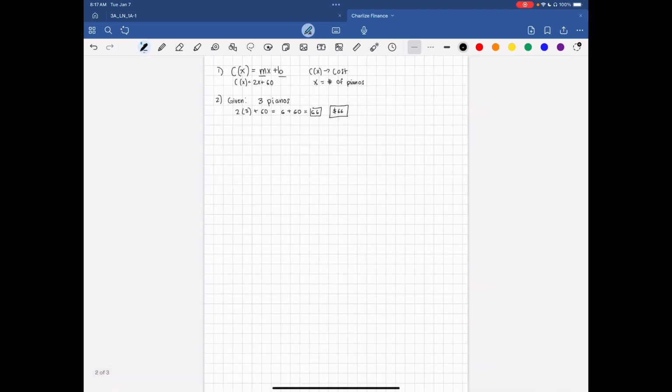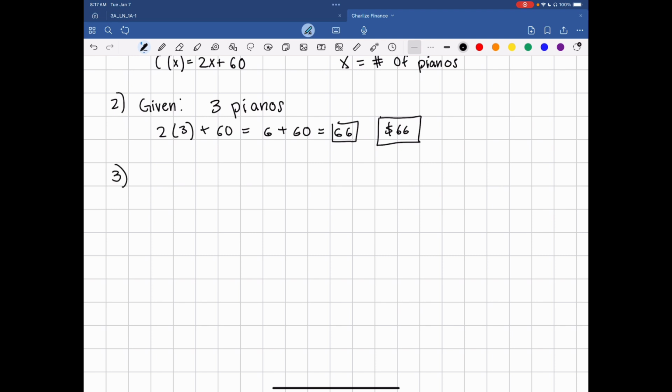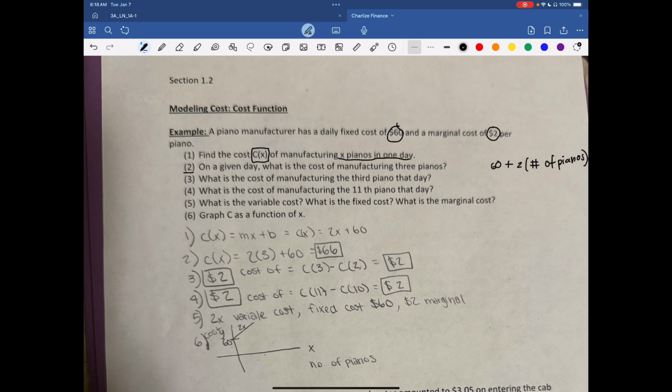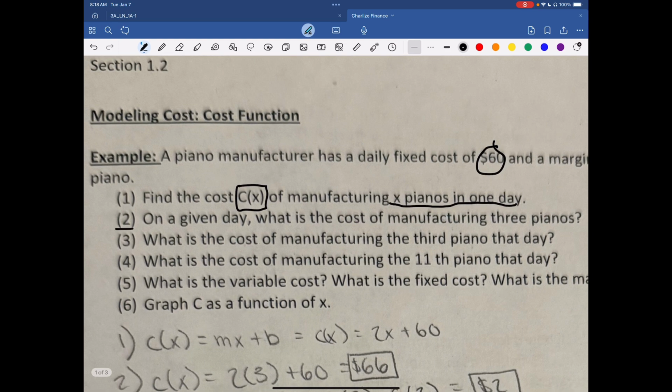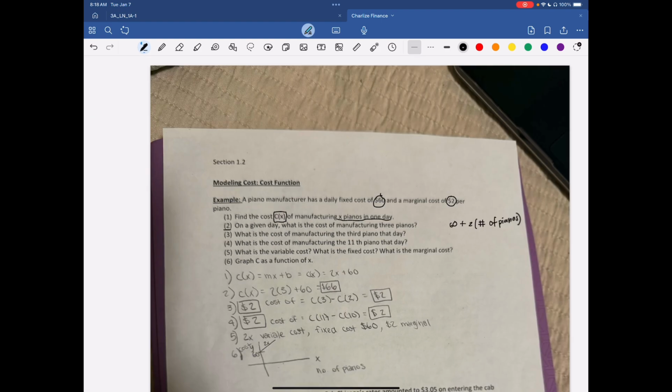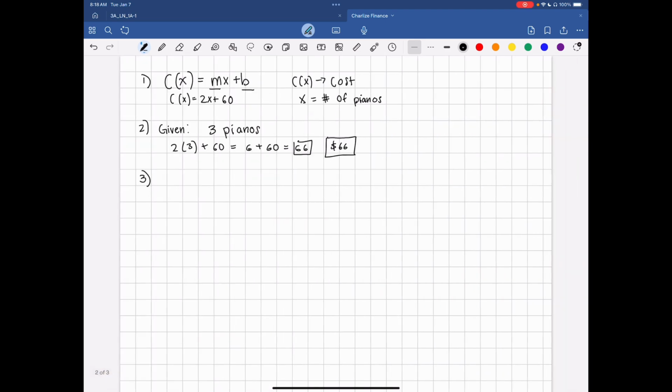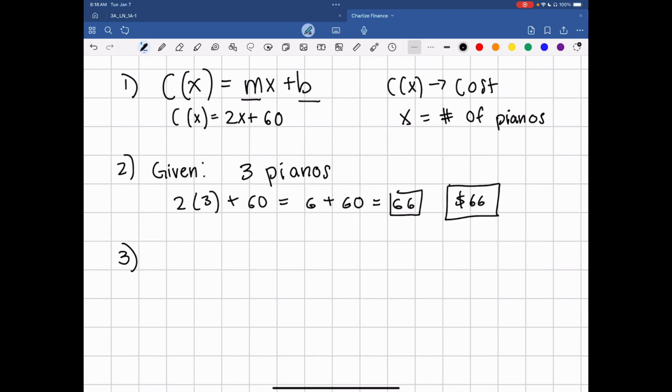And I'm pretty sure that the cost of the piano depends also on the number of pianos. You're not comparing the 60 at all. You're just saying if I were to do one additional third piano, how much would that add to the cost? And we already know that the $60 is fixed, so you don't add that because there's no additional charge.